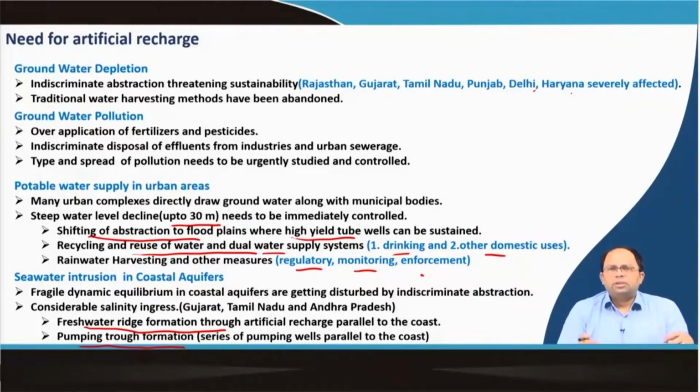We understand which are those aquifers, and we use pumps to pump out that water, or we create troughs before that, and then we pump water out of that, and that will draw groundwater from other sources as well. So, these are the two approaches that we take, both freshwater ridge formation as well as pumping trough formation. So these two ways we can prevent saline water incursion, and we are seeing this in Gujarat, Tamil Nadu, Andhra Pradesh. These are some of the states where saline seawater intrusion is becoming a problem.